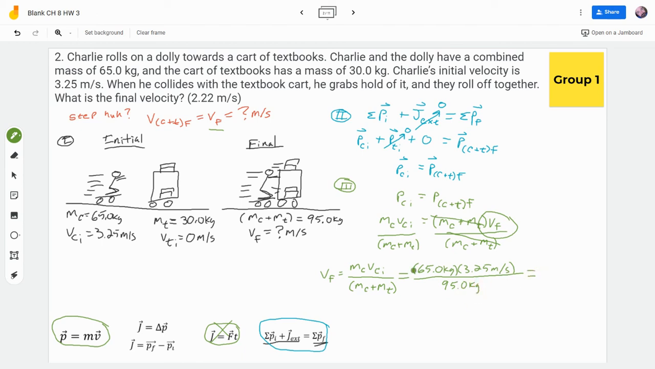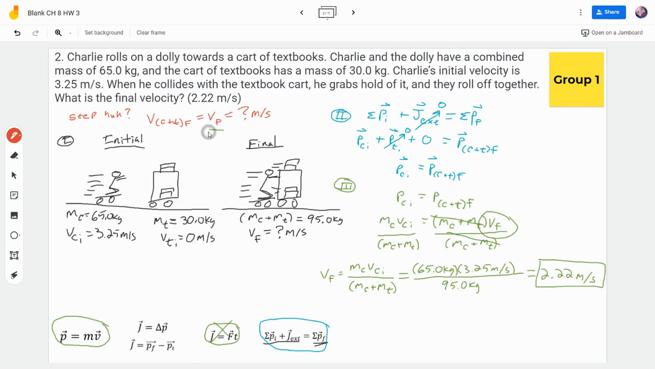Now, if you do all of this and you get your algebra correct and your calculator work correct, you're going to find out that this is equal to some number that to three significant figures is 2.22 meters per second. Then you put a box around it so your physics teacher knows that that's your final answer. And then, of course, you grab your red pen and you do your step.